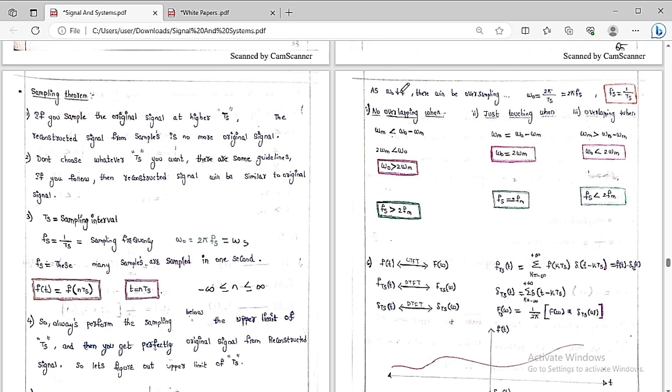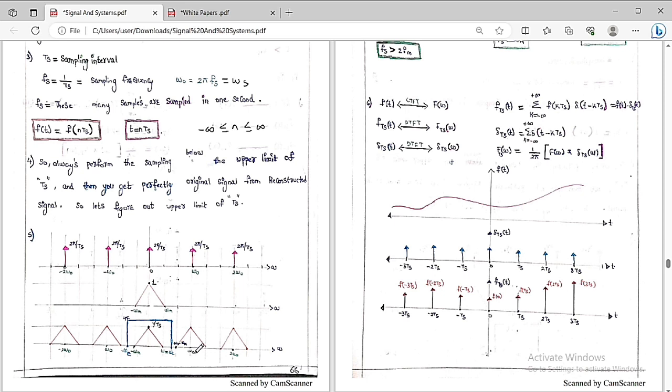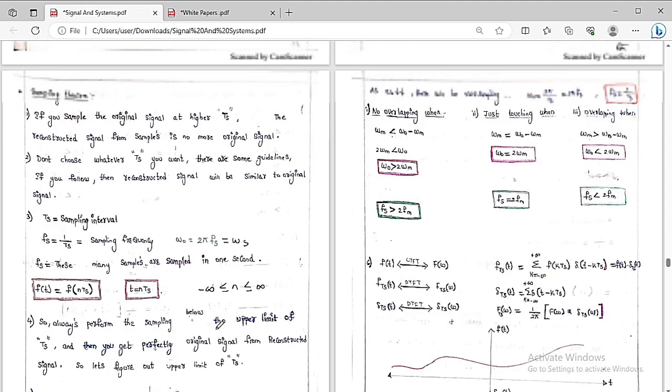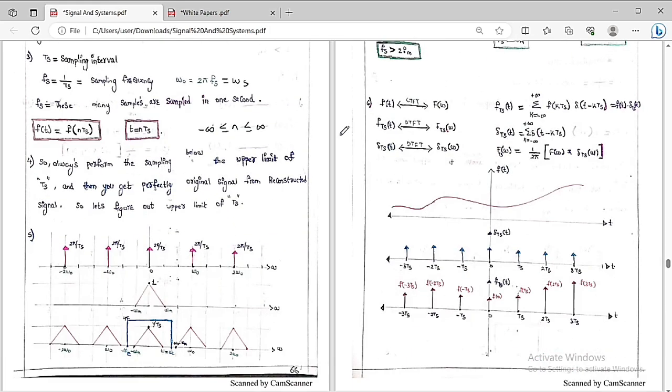Then, as omega naught increases, there will be overlapping. See, as omega naught increases, then what is going to happen? As omega naught increases, there will be overlapping. As omega naught decreases, the graphs will move far away. Then there will be no overlapping, right? See, as omega naught increases, all these graphs are going to move away, then there will be no overlapping.